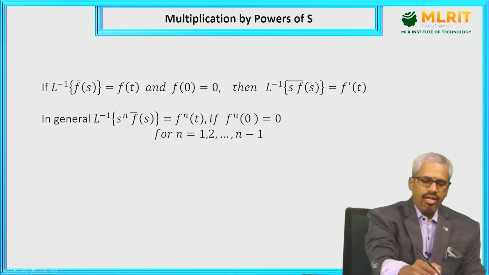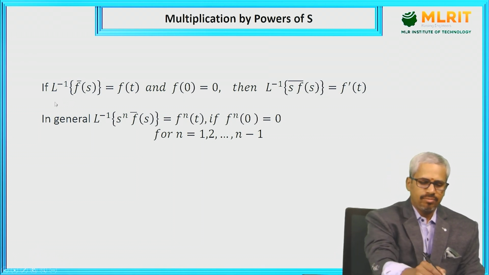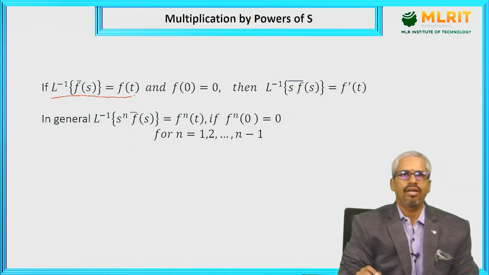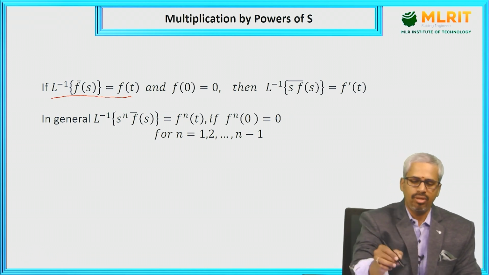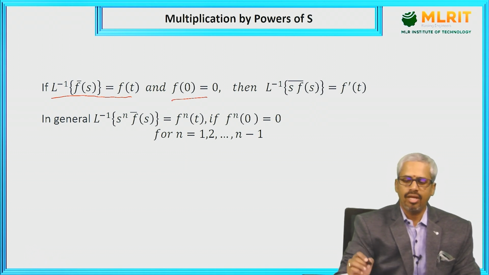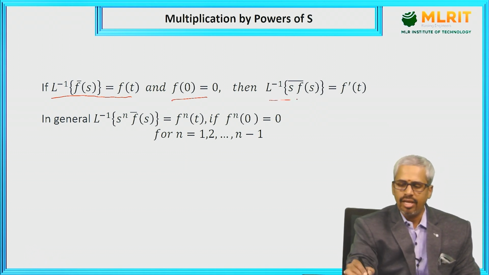If L inverse of f bar of s is f of t, this is by definition of inverse Laplace transform, and the condition is f of 0 equal to 0, then the statement is L inverse of s into f bar of s is f dash of t. When we multiply the function f bar of s with s, we have to differentiate it once.